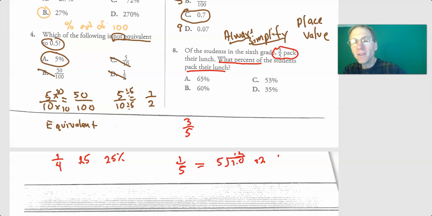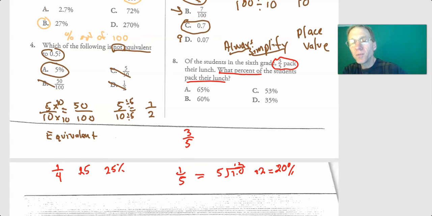So if 1/5 equals 20%, what would 3/5 be? Well, 3/5 would be 20%, which is 1/5, plus 20% again would be 40. Plus 20 more percent would be 60. So that's one way to do it. You can say it's worth 60%.